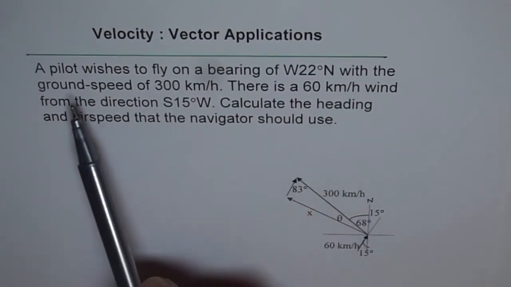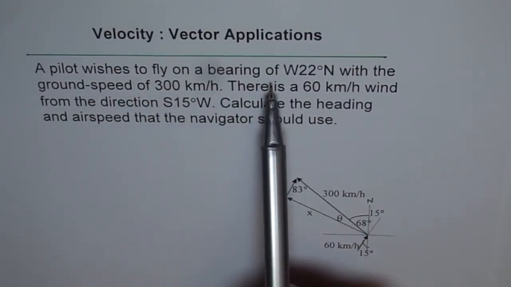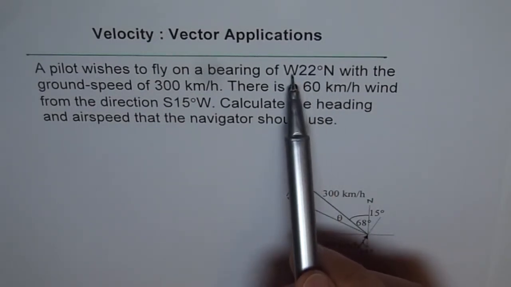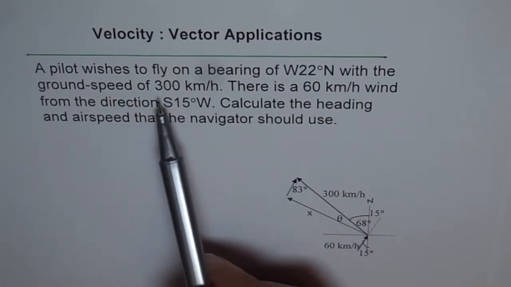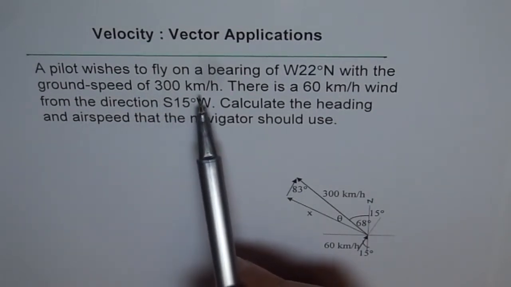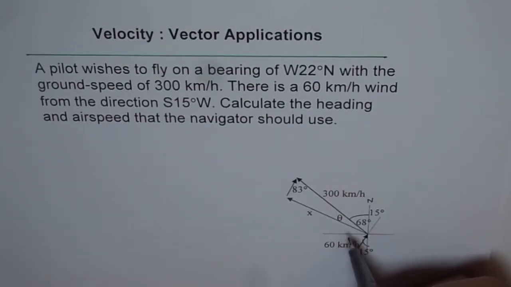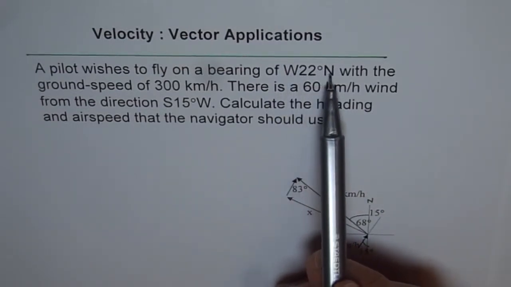It says, pilot wishes to fly on a bearing of 22 degrees north of west with the ground speed of 300 kilometers per hour. So that is the ultimate position where the plane has to land, right? Or the course which a plane needs to take, right? So that is from west 22 degrees north.